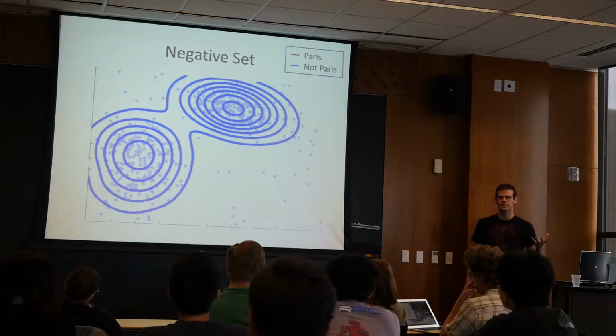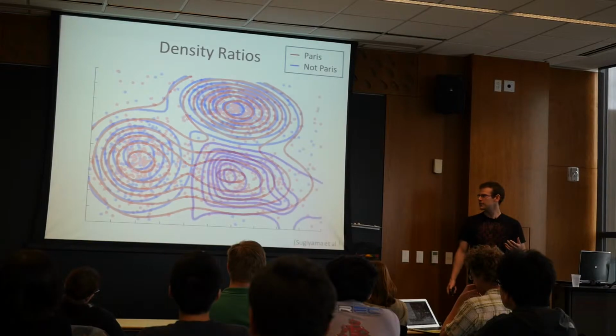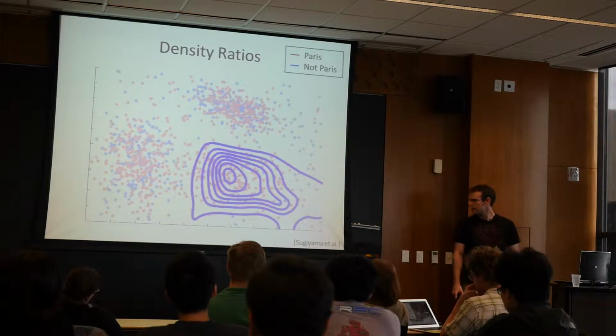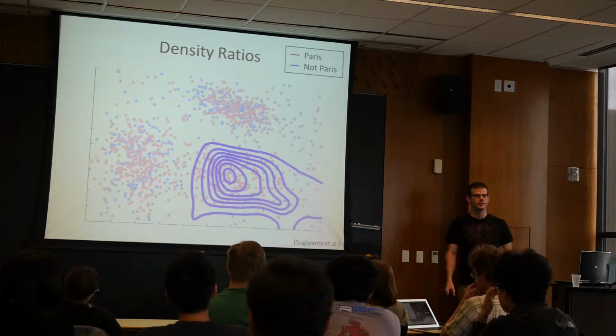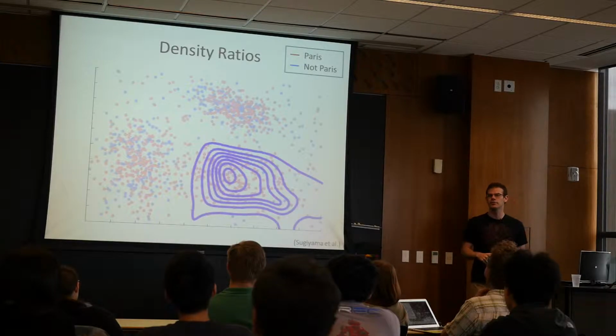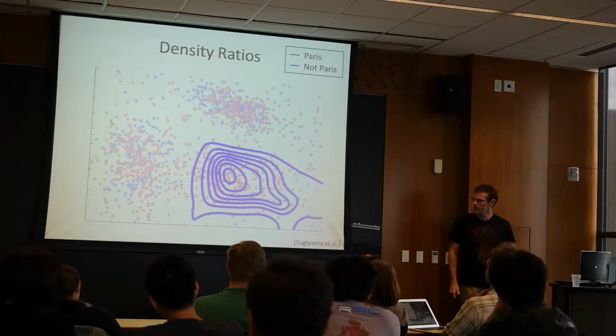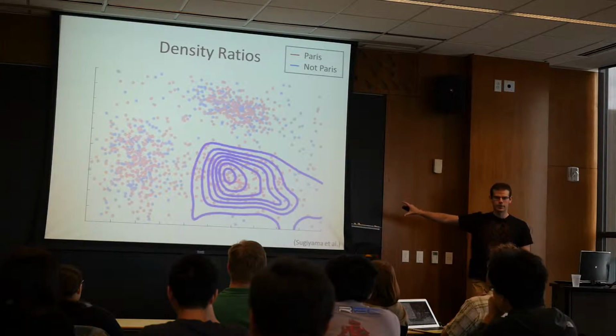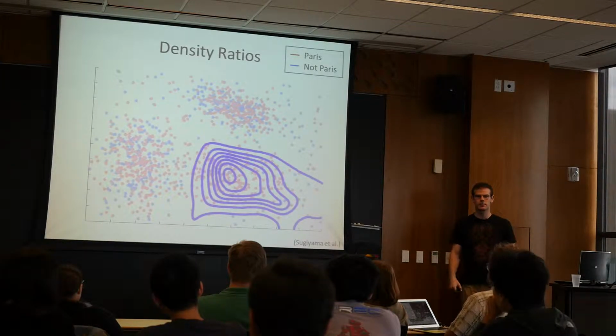So we can estimate a density now for this negative set. And bringing back our positive density, we can divide those two to find the density ratio. There's been a fair amount of work on density ratio estimation previously, and so we're just adapting those ideas to our problem. So you can see that this density ratio is picking out exactly the region of the space we wanted.